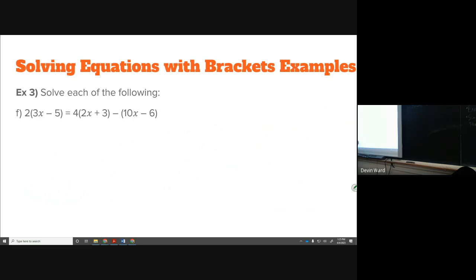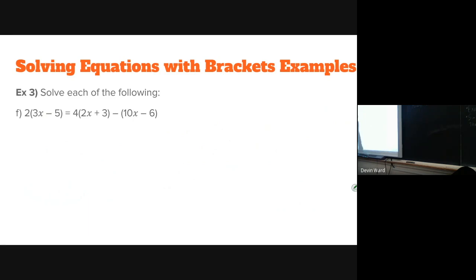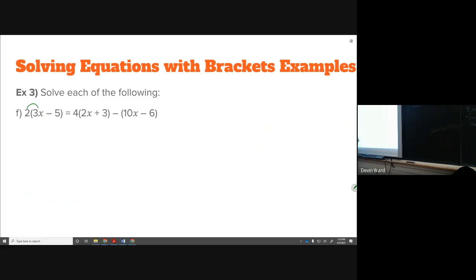2 times 3x minus 5 is equal to 4 times 2x plus 3 minus 10x minus 6. Distribute first. We're going to distribute all 3. Remember, if it's a negative out in front, that's the same thing as negative 1. So we're going to multiply negative 1 by those 2, which just changes the sign on both of them.